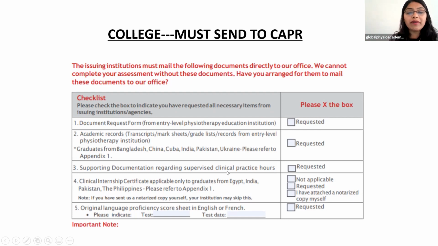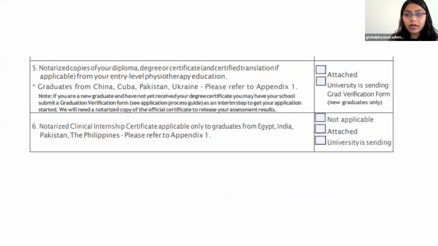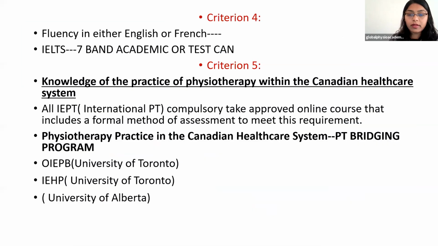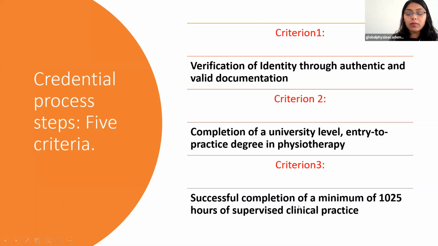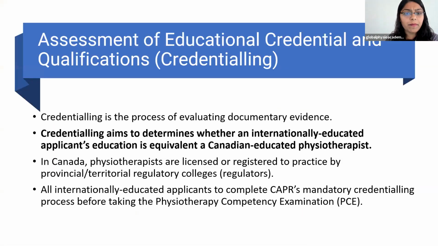Supporting documents regarding the supervised clinical practice hours, and those hours are 1025. Look at this. Successful completion of a minimum of 1025 hours of supervised clinical practice. If I'm talking about myself, my transcript mentioned my clinical practice hours, which is more than 1025. But if it is not mentioned, the college has to give a letter that, okay, you have successfully completed a minimum of this many hours, approximately 1025 or more than that. But generally the transcript explains all these things. Okay.